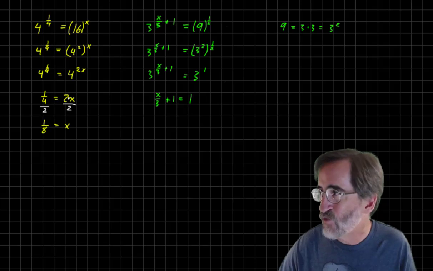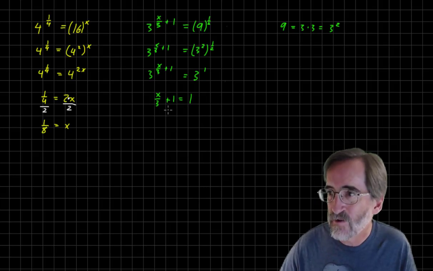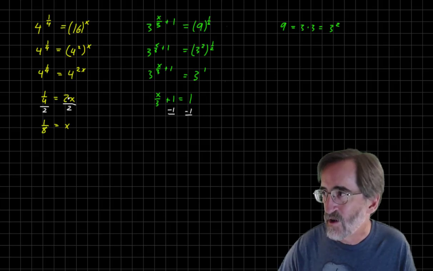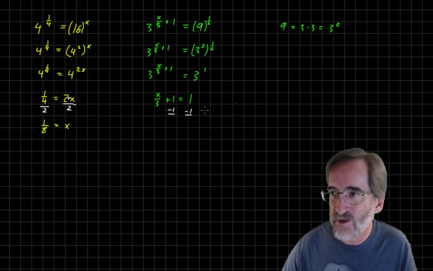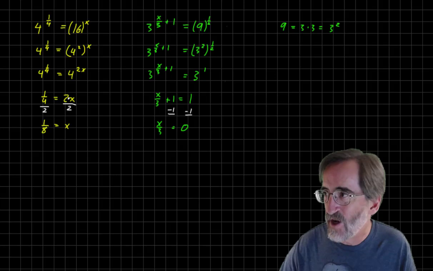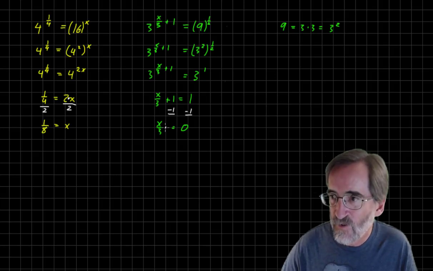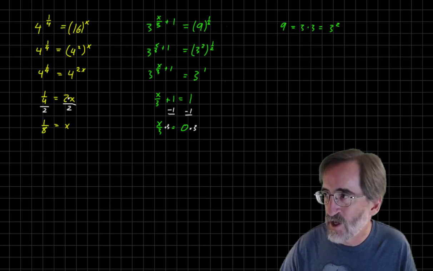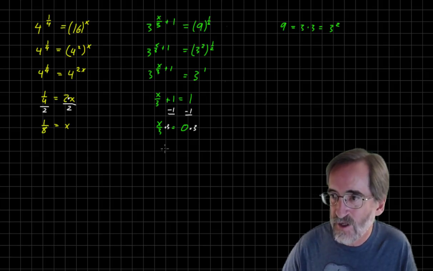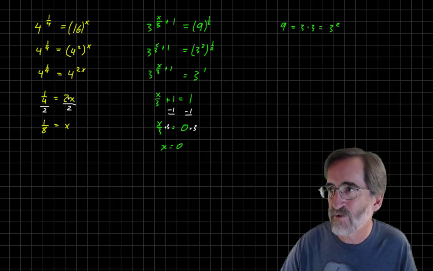Let's subtract 1 from both sides. Got to do the same thing to both sides of the equation. X divided by 3 equals 0. Opposite of divide by 3 is multiply by 3. And 0 times 3 is 0. So x equals 0. Now I forgot to do something on the last example, and that was to check and make sure my solution works.